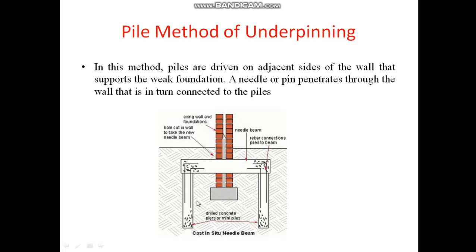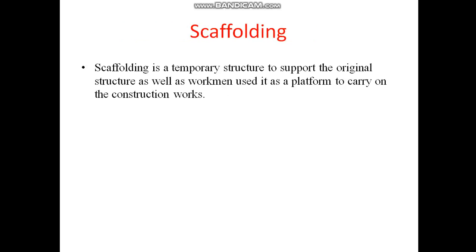Now these two are the supportive members which make a frame-like structure, and one needle, or we can say the pin, is penetrated through the beam, through the walls, in turn connected to the pile. So this is one method, that is the pile method of underpinning. So these are the three methods which are basically used for the underpinning system.